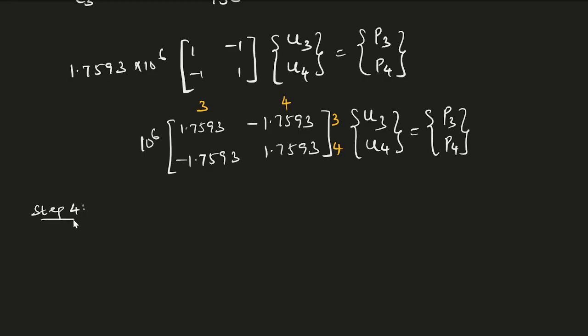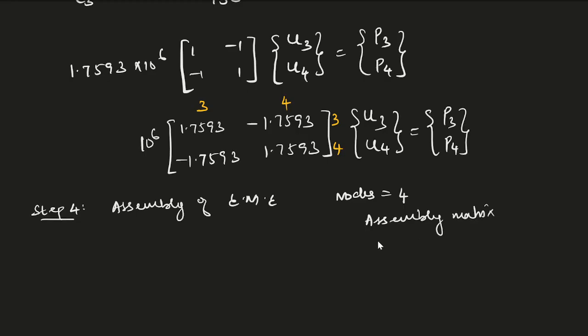Step 4, assembly. In assembly of the elementary matrix equation, EME, we have to assemble all the matrices which you found out using the element matrix equation. Here total nodes equal to 4, so the assembly matrix will be 4 into 4. The number of nodes will be equal to the number of rows and columns of the assembly matrix.